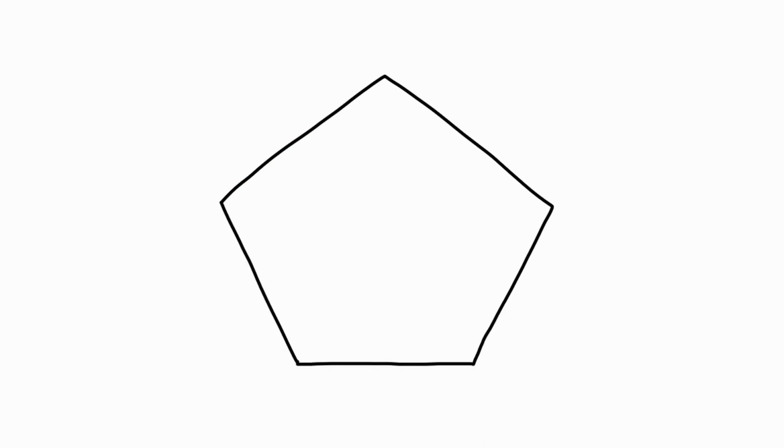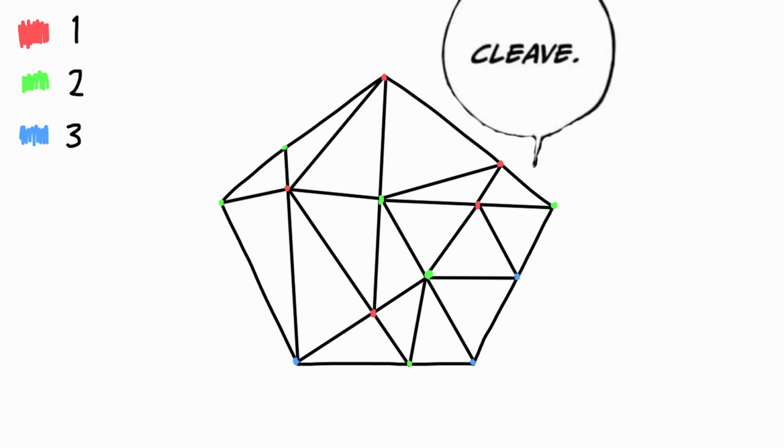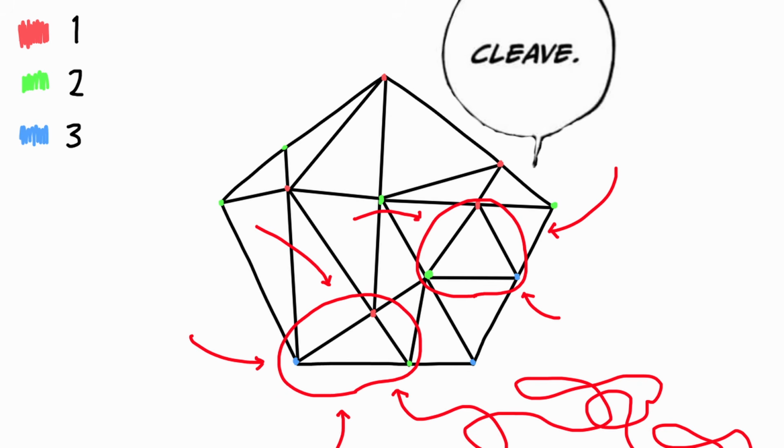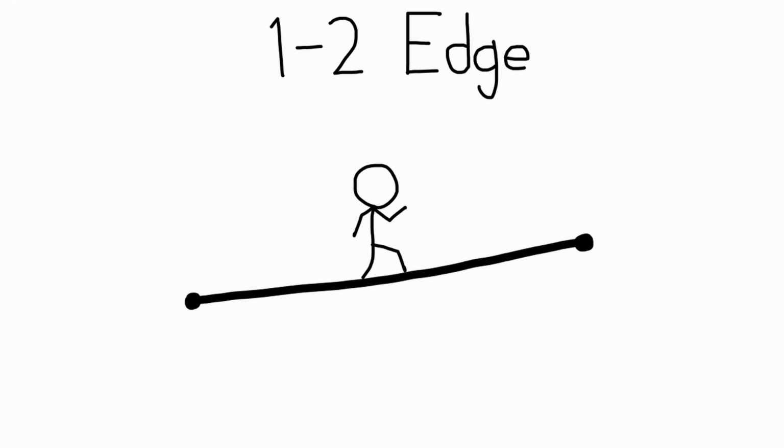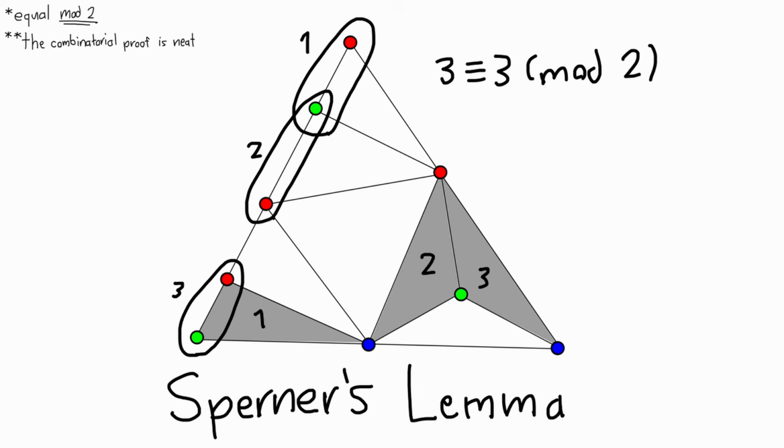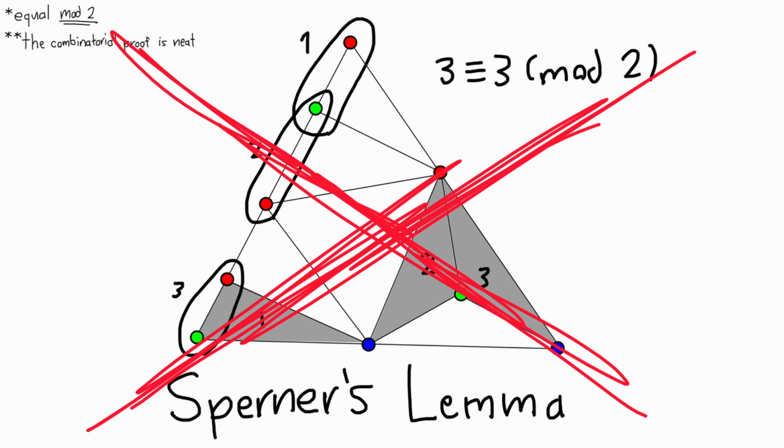Take a polygon, split it into a bunch of triangles, then color each triangle's vertices with one of 3 colors. Call them 1, 2, and 3. We'll call a triangle complete if each of the 3 colors appears as the color of one of the triangle's vertices. We'll call an edge a 1, 2 edge if, it's not that hard to guess, it connects a 1 color vertex with a 2 color vertex. Sperner's lemma tells us that the number of complete triangles is equal to the number of 1, 2 edges along the polygon's boundary. Okay, and now on to a wholly unrelated topic.